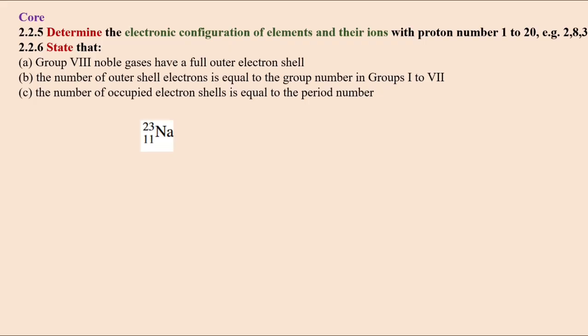Let's look at this example. Sodium atom has mass number 23 and atomic number 11. The electronic configuration can be written or drawn by using the atomic number. Let's draw the electronic configuration of sodium.